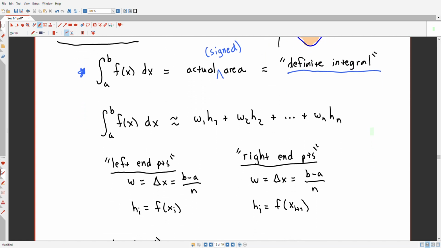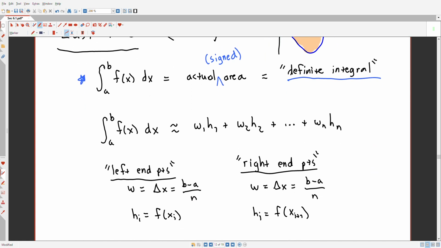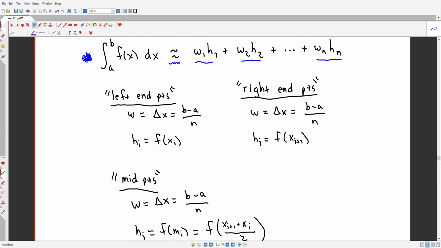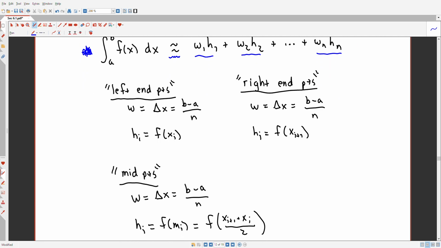Okay, but what else did we discuss last time? We said that we were going to approximate this actual signed area by using rectangles. And our rectangle area would just be width times height plus width times height plus width times height, all the way up to width times height. And we practiced initially 3 different ways of producing these widths and heights. The first 3 ways involved left endpoints, right endpoints, and midpoints.